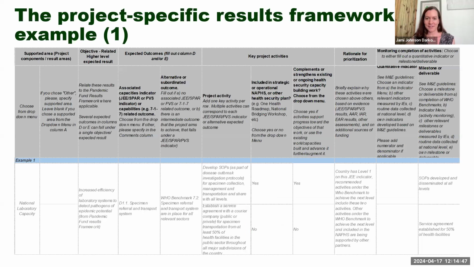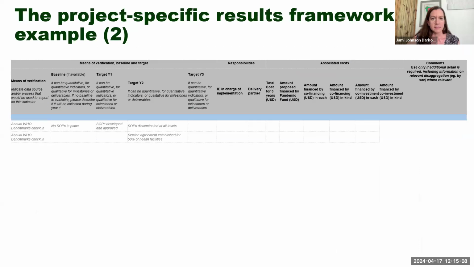So that was the simplified version of the results framework template. This is the real version. So for those of you who have already looked at this, it will be familiar to you. As you can see, it's structured in exactly the same way that I just talked through, but with additional detail on each of the columns. If you move to the next slide, please.